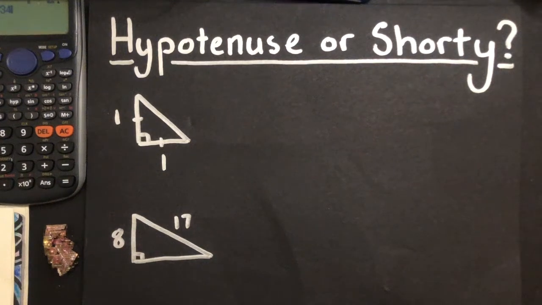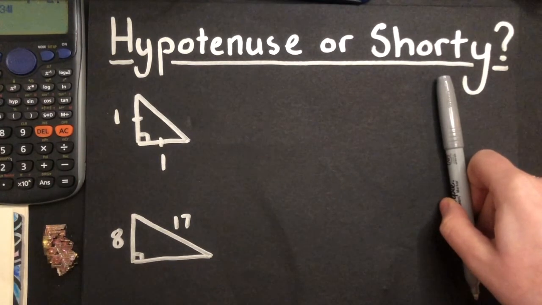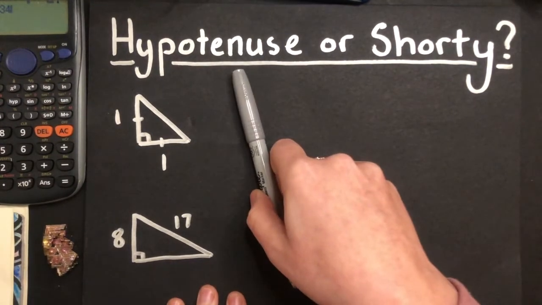It's time for another round of hypotenuse or shorty. So when you're doing Pythagoras, it's important to know if you are trying to find the hypotenuse or either of the short sides. It doesn't really matter if it's the shortest side, just as long as it's one of the shorter sides, but there will only ever be one hypotenuse, which is the longest side.